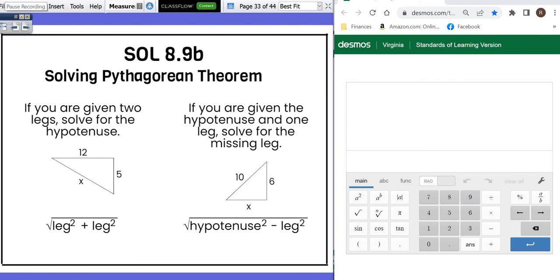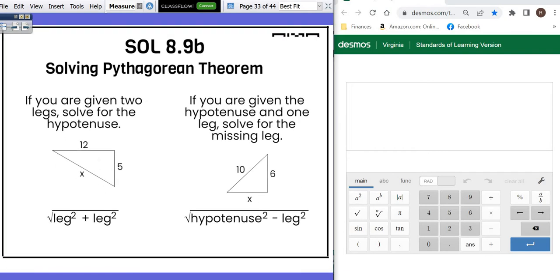Alrighty, we are ready for SOL 8.9b, solving Pythagorean Theorem problems. Now, this is what you do when you have a right triangle and you're missing a side. So if you'll look, there's two options here. If you're given two legs, you have to solve for this hypotenuse over here.